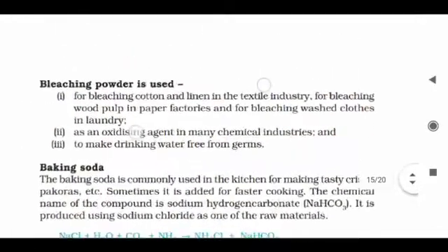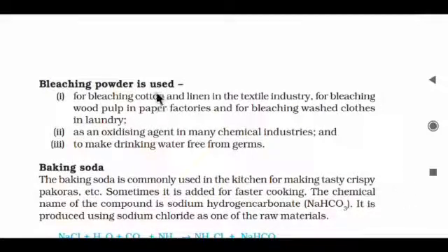CaOCl2, bleaching powder. It is used for bleaching cotton and linen in the textile industry, for bleaching wood pulp in paper factories, and for bleaching washed clothes in laundry. These are all the purposes of bleaching powder. It is also used as an oxidizing agent in chemical industries and to make drinking water free from germs.